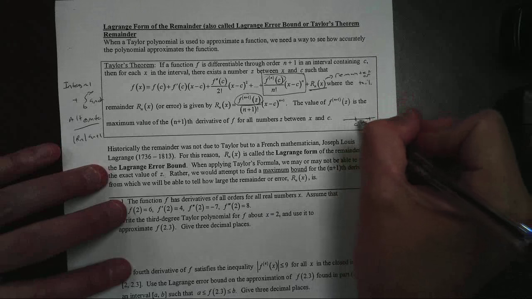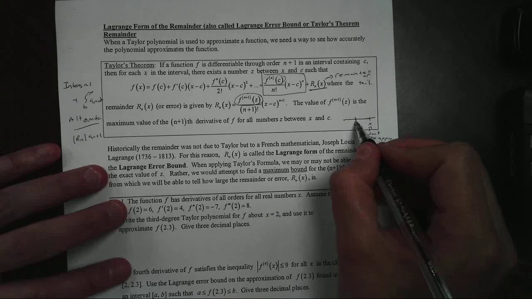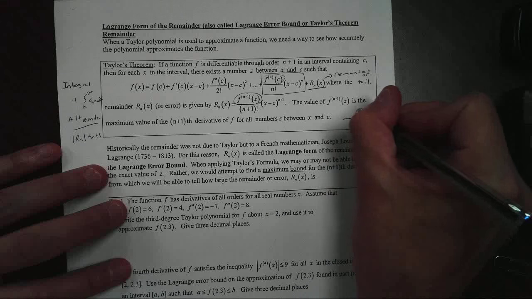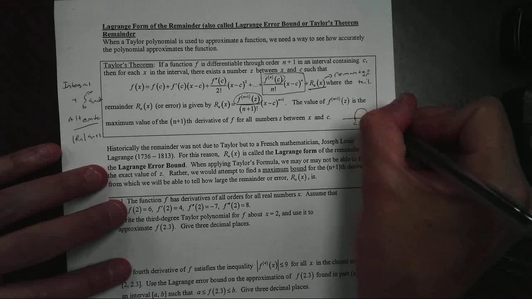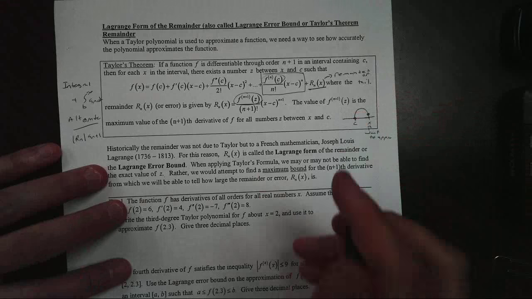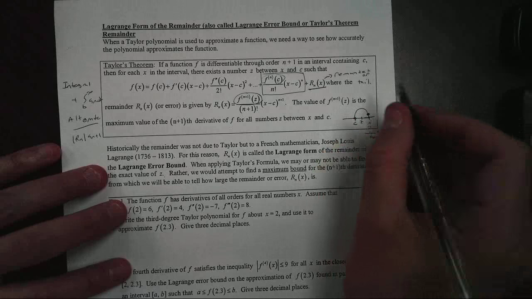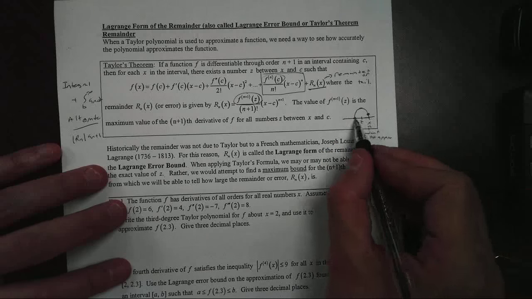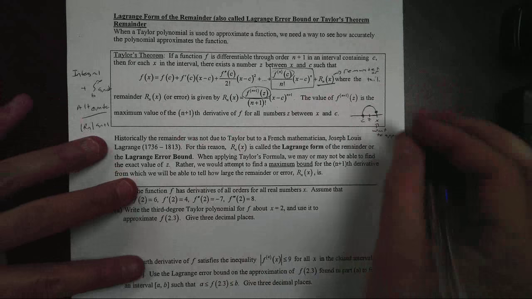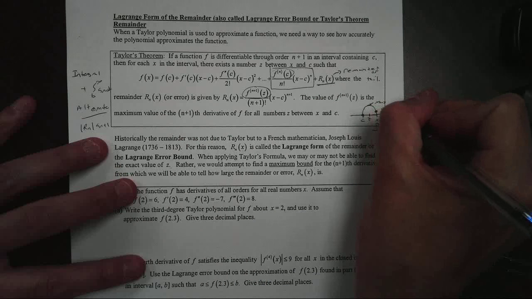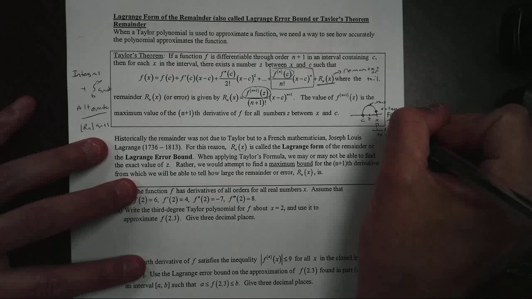And let's say between what we're looking for and what we're trying to approximate, the function kind of goes up like this and then goes back down. We don't know exactly what it looks like. But we know somewhere in between there has to be a maximum value. It could be at an endpoint, we don't know. But this is my maximum value for the n plus 1 derivative.